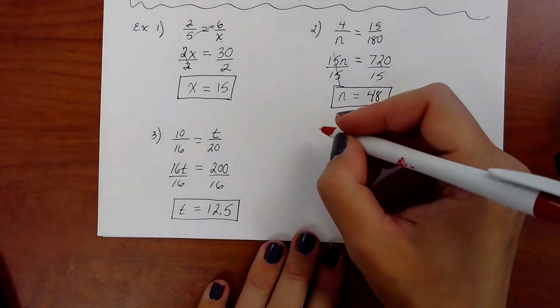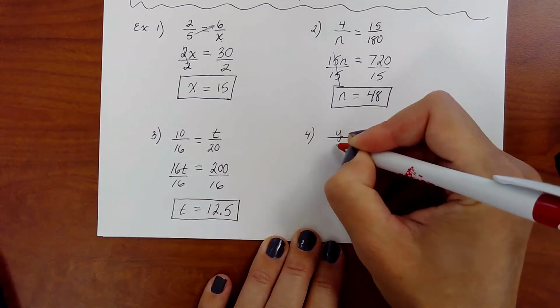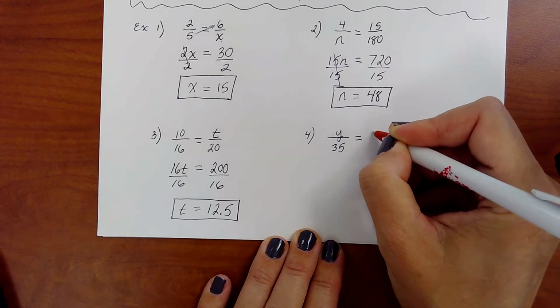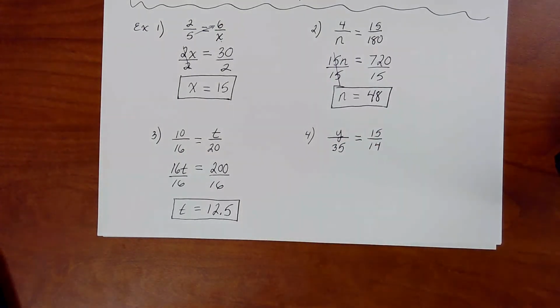All right, good. Let's try one more. How about y over 35 equals 15 over 14? All right, we'll pause and you guys can try that one.